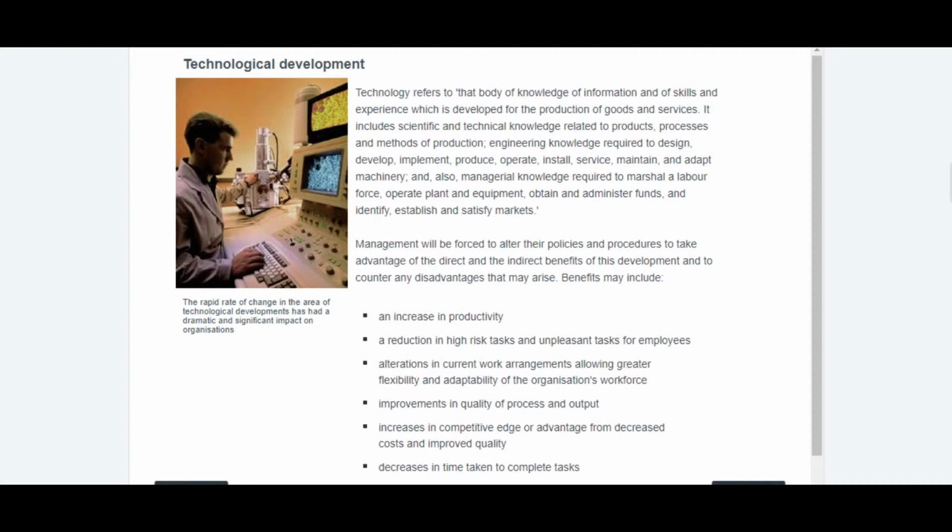Managerial knowledge is required to marshal a labor force, operate plant and equipment, obtain and administer funds, and identify, establish and satisfy markets. Management will be forced to alter their policies and procedures to take advantage of direct and indirect benefits of the development and to counter any disadvantages that may arise.